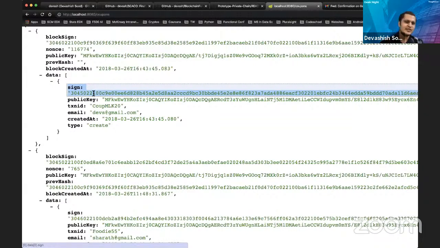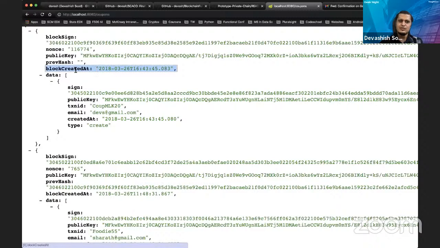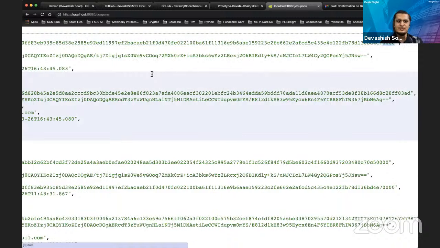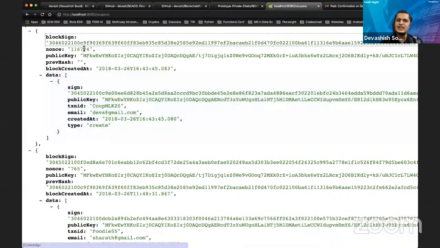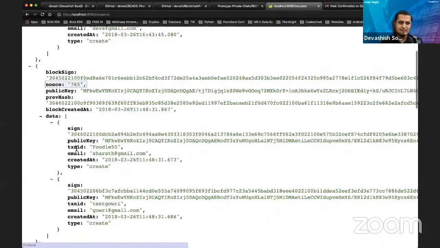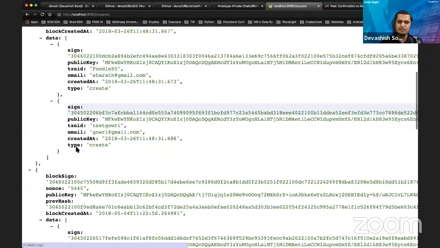That is something which cryptography allows us to do these days, right? So the block creation time, and this is the nonce. Now you can see we went extra hard. Instead of 3 zeros, we went for 4 zeros, and the nonce went out to a much higher difficulty than it would normally go, right? So this is what a blockchain looks like.